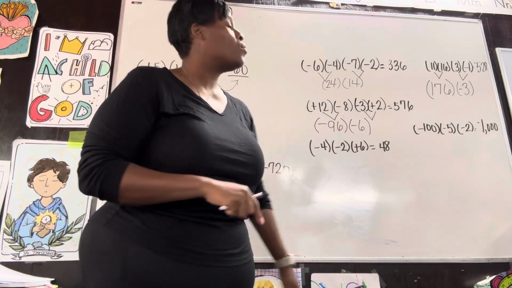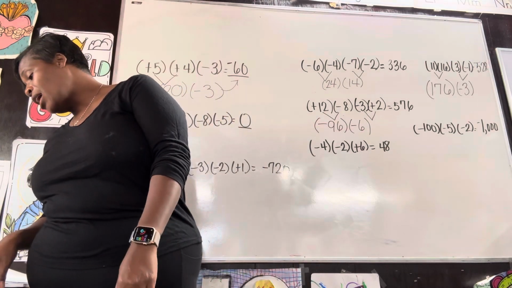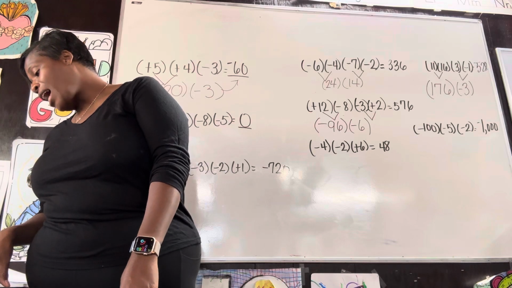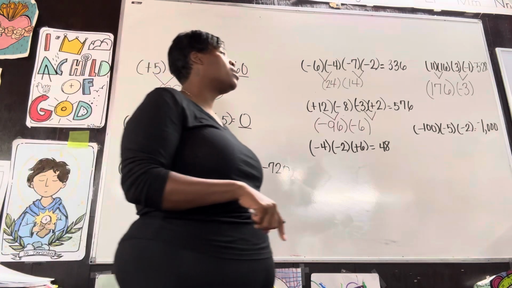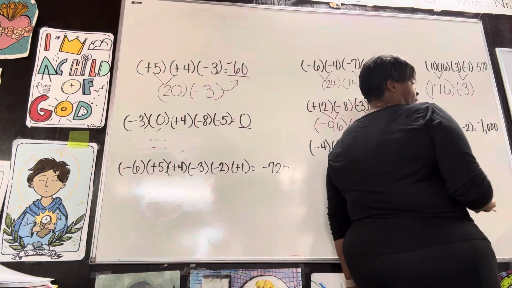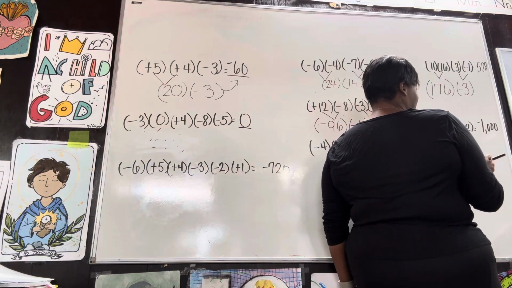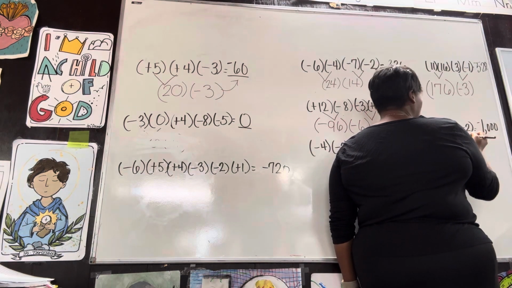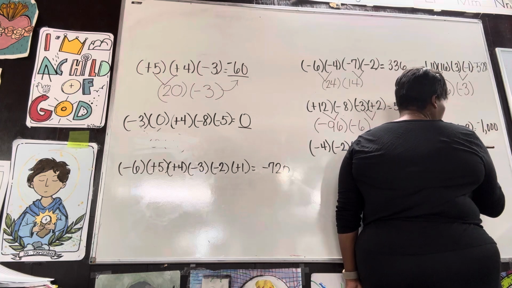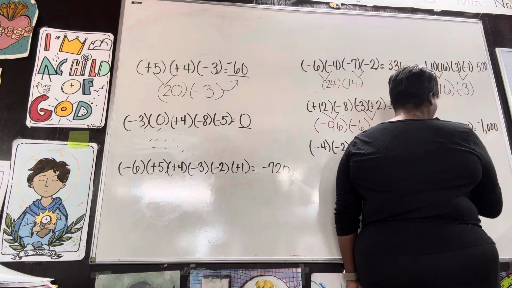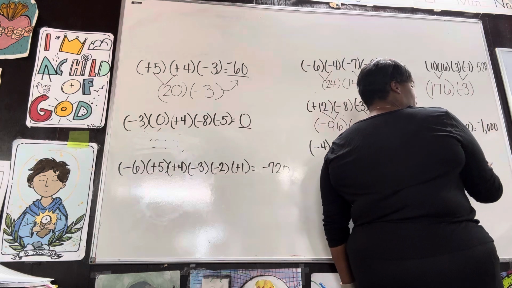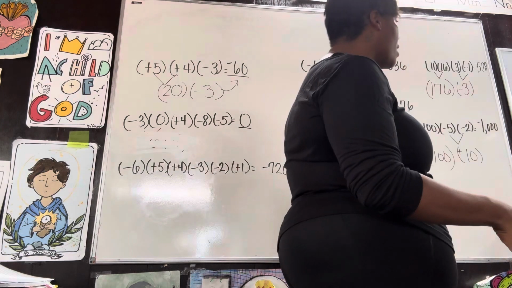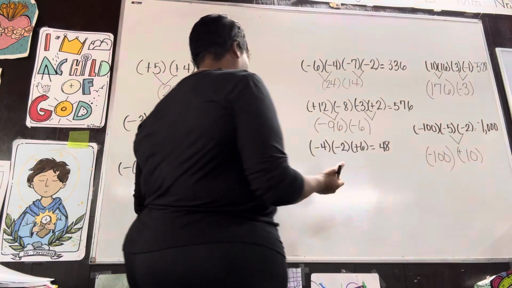Okay, next we have negative 100 times negative 5 times negative 2. Our answer is going to be negative. Because why, you ask? Either way you go, it's going to be what? Positive 10 here. But we still got a negative 100. Right? So negative 100 times positive 10 is negative 1,000.